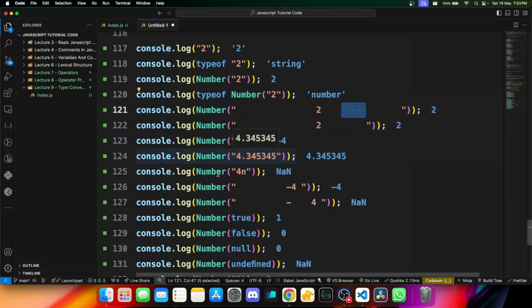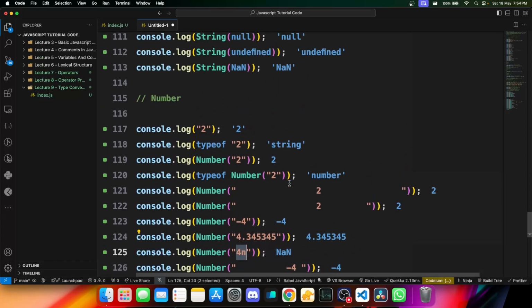Same goes for negative numbers. You can see I converted a negative number inside a string into a number easily without any issues. Same goes with floating point numbers, that also gets converted easily. Then you can see BigInt. If you try to convert a BigInt into a number, you can see you're getting NaN, not a number.